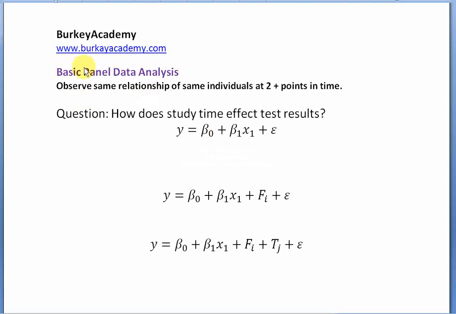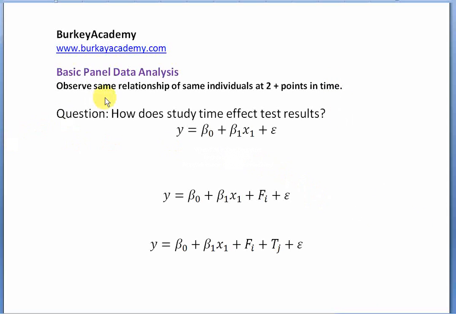Basic panel data analysis assumes that you are observing the same relationship, say the same cross-sectional relationship, but you're observing the same individuals at more than one point in time. So at least 2 points in time, you see the same people, or the same states, or the same companies, or the same animals. You observe them at least 2 different points in time, and you have data for the explanatory variables and the dependent variable at multiple points in time.